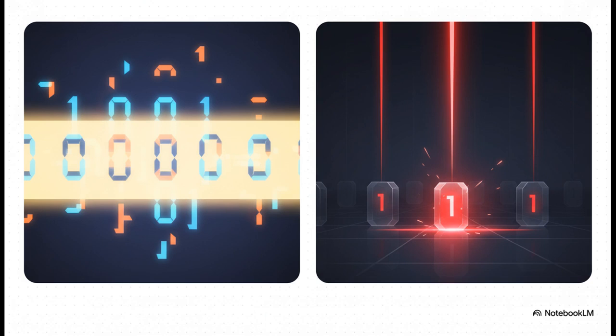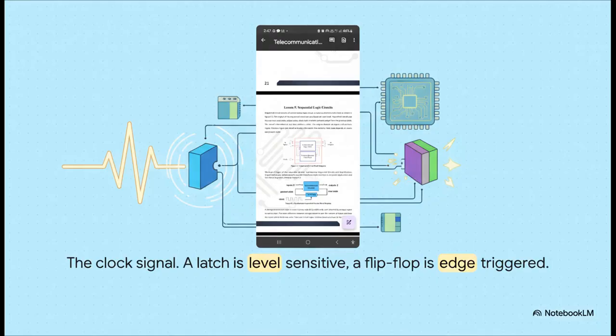It only pays attention for a literal instant, the exact moment the clock signal goes from low to high or high to low. It's surgical precision. And this waveform shows it perfectly. See the flat top part of the pulse? That's the level. A latch is listening that whole time. But the flip-flop, it only cares about the edge, that super sharp vertical line where the signal shoots up or drops down. Everything across the entire chip happens in that one synchronized moment.